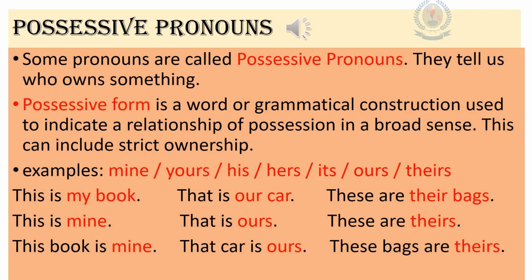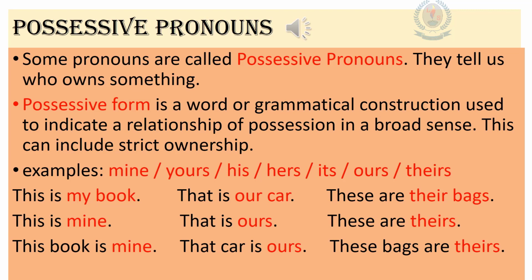So here we can see some examples of how we use the possessive pronouns. Now we'll see the first question. This is my book. That is our car. These are their bags. Now let's see how we have used the possessive. My book becomes: this is mine.